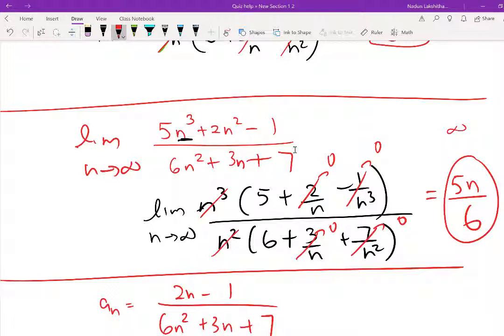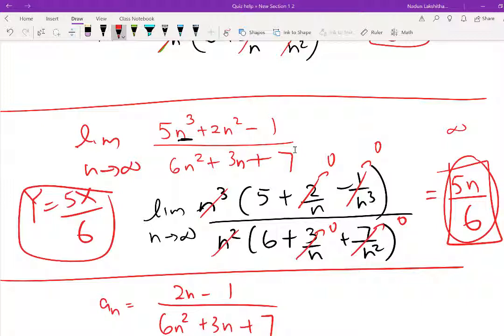All right, now how come you get a straight line? This is the straight line, 5n over 6. It's an equation of a straight line. Think about this. y is equal to 5x over 6. Okay, that's what you see on that picture. So it's the equation of a straight line.